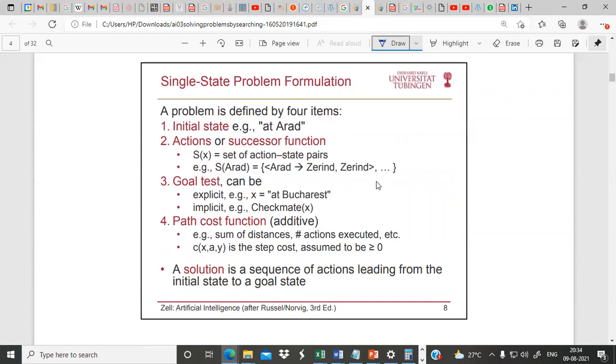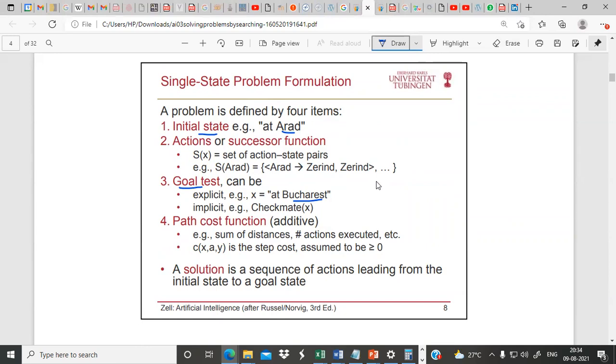Let us see. For the given problem, the initial state is nothing but Arad. At Arad, that's the initial state. What's the goal state? Goal state is to reach Bucharest. So reaching Bucharest is the goal state.